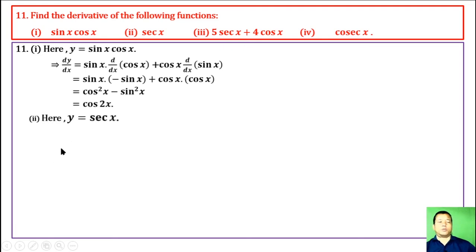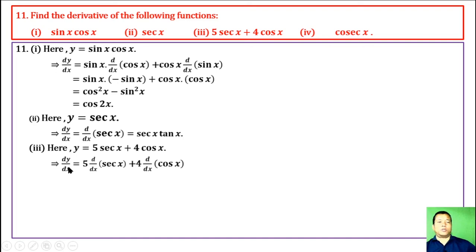Roman number 2. y equal to sec x, its derivative dy by dx is d by dx of sec x, that is sec x tan x. Roman number 3. Let y equal to this. Therefore, dy by dx is 5 into d by dx of sec x plus 4 times d by dx of cos x. Derivative of sec x is sec x tan x and of cos x is minus sin x, we get this.